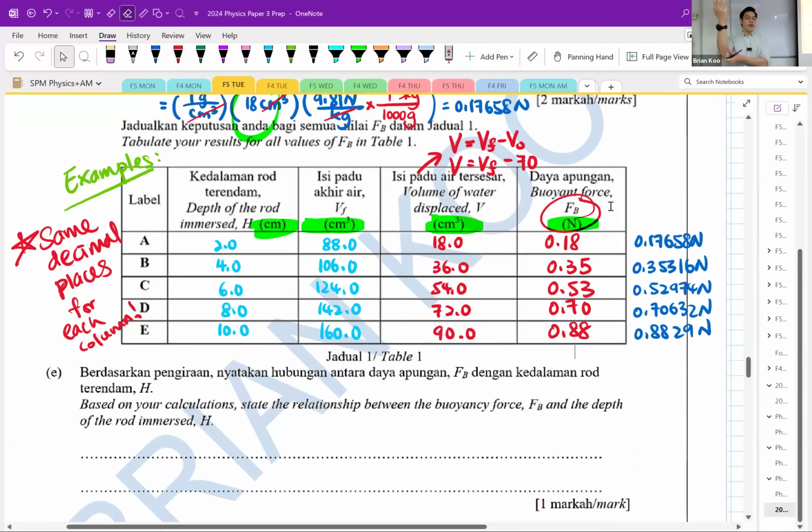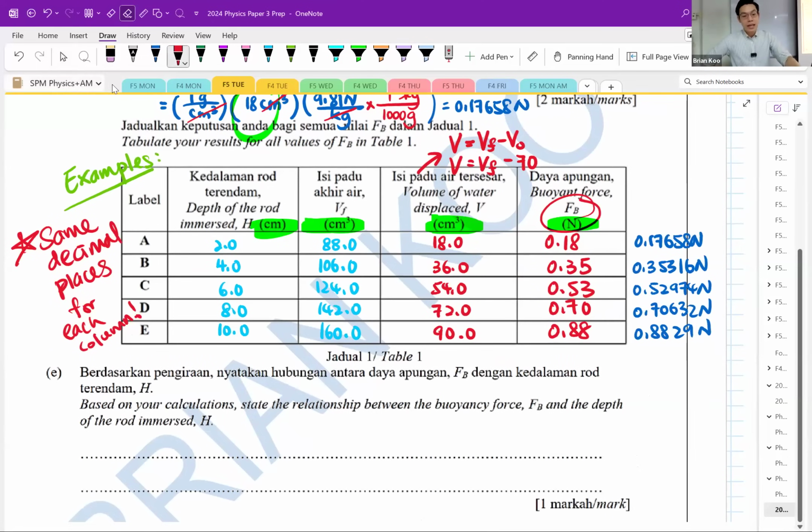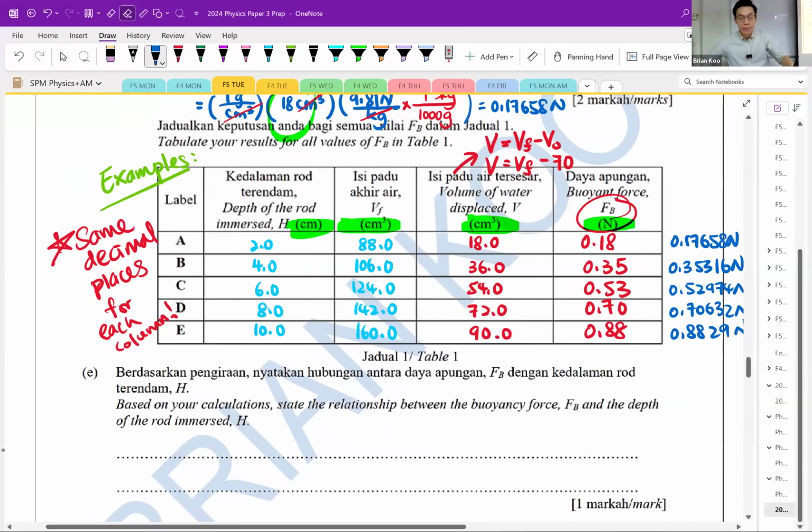This one didn't ask us to draw a graph, so you can go and plot your graphs as usual. This table might cost 4 marks, 5 marks, or if they're stingy, then 3. Based on your calculation, state the relationship between buoyant force and the depth. Okay, we most likely will get the directly proportional shape.